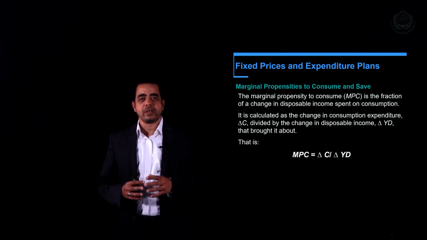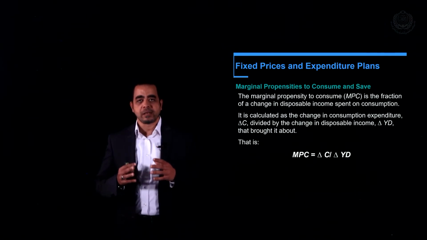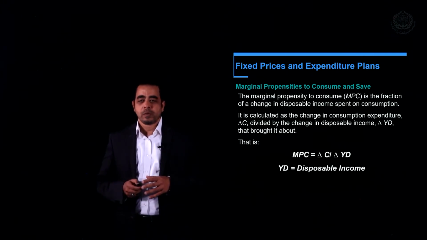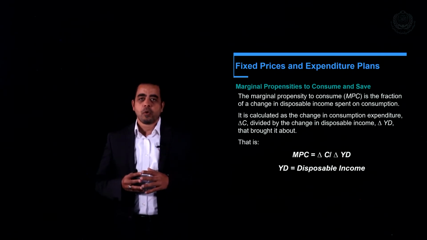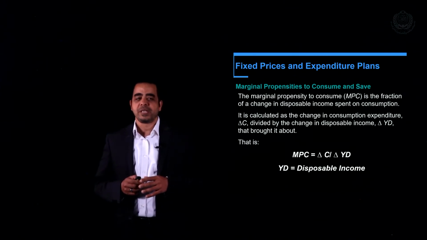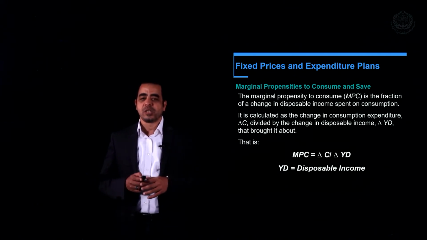How can we calculate this? We can calculate the MPC, or marginal propensity to consume, by dividing the change in consumption over the change in disposable income at any 2 points in our data. So the equation for the marginal propensity to consume will equal delta C over delta YD, where YD is the disposable income, C is the consumption, and MPC is the marginal propensity to consume.